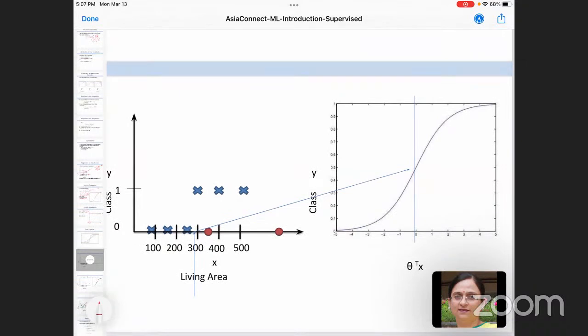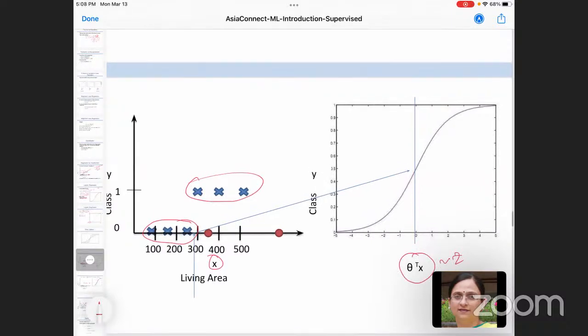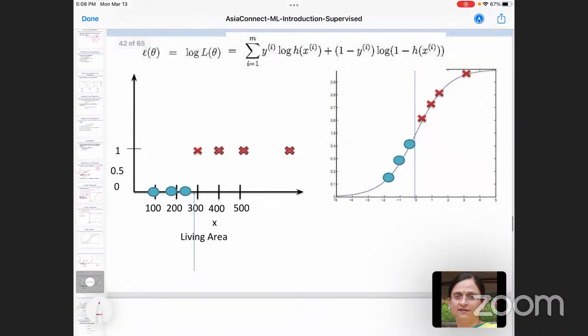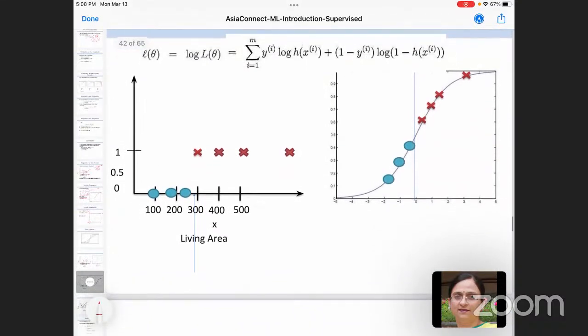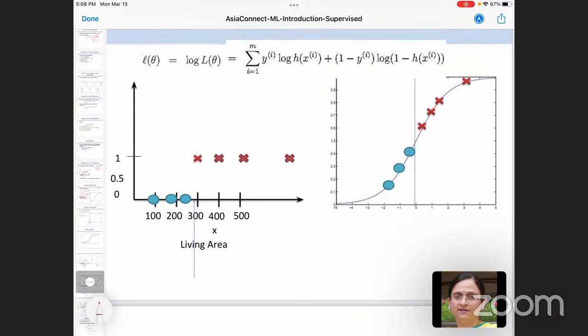So here this is x, and we have the label. And this is the sigmoid function of theta transpose x, or you can say z. Then you can plot it here like this. If you plot x against this, it will look like this.